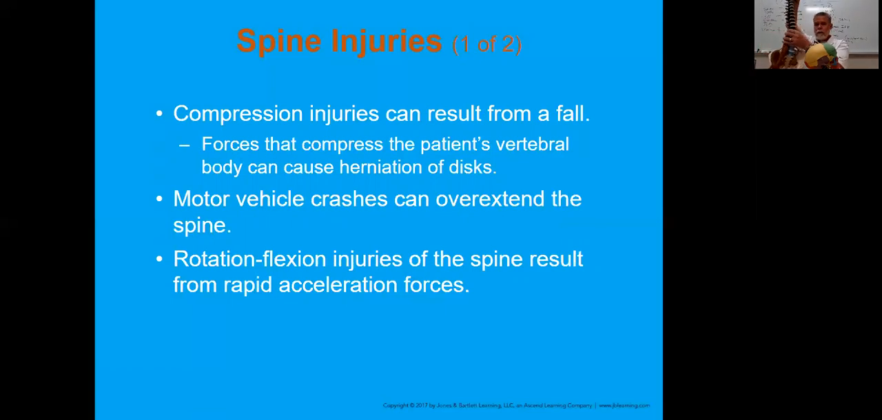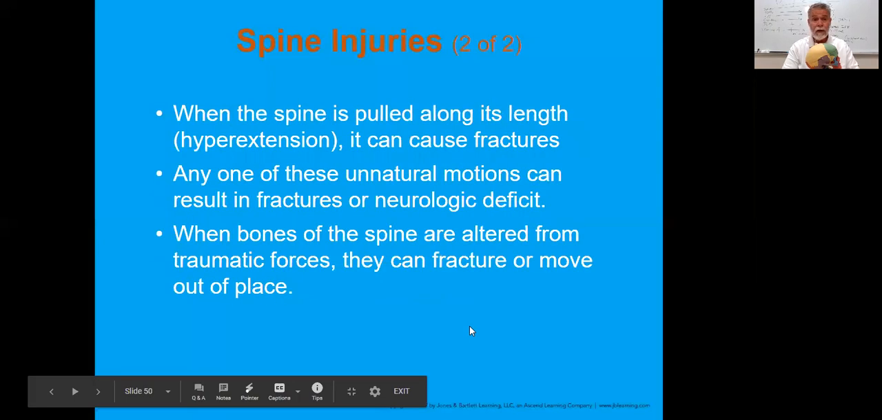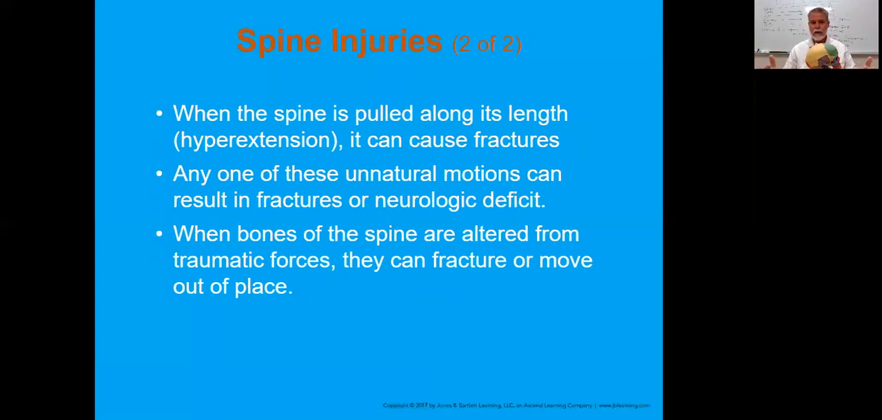But just think about someone who's experienced this great twisting force and what that has to do with the ability to affect those nerves in different areas of the spine. So it's not just the cervical spine we're worried about. We are worried about the cervical spine because of breathing and the opportunities for paralysis, but there can be other injuries in that spine as well, which are just as painful and can be relatively debilitating. So when the spine is pulled along its axis, or with hyperextension, you can have fractures.